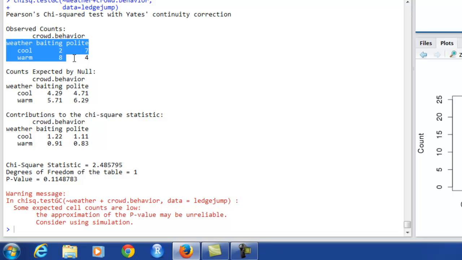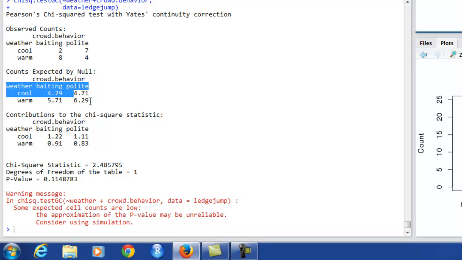Again, we see the familiar observed two-way table. Here's the table of expected cell counts that we computed by hand earlier on in this video lecture. Here are the contributions to the chi-square statistic, the four fractions that you add together to get the total chi-square statistic.